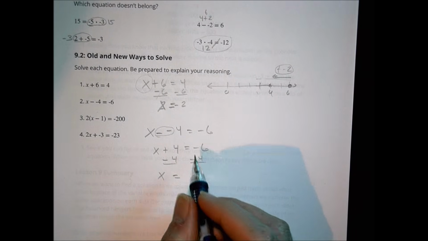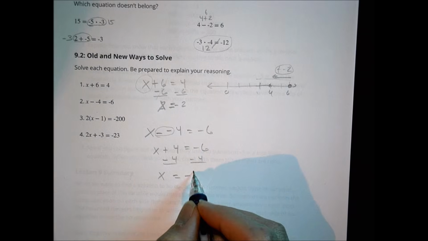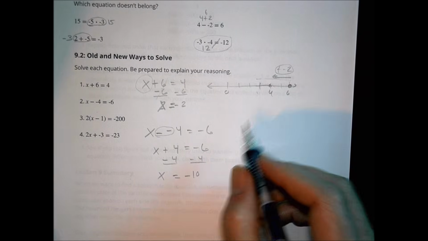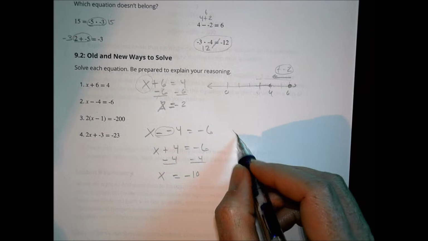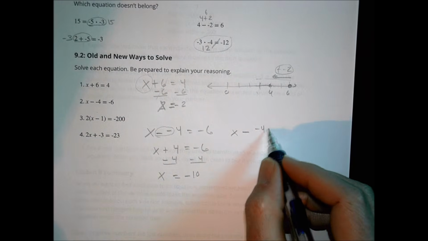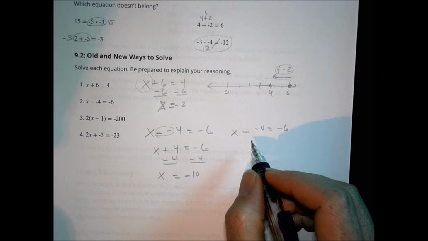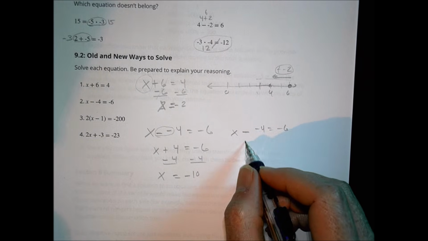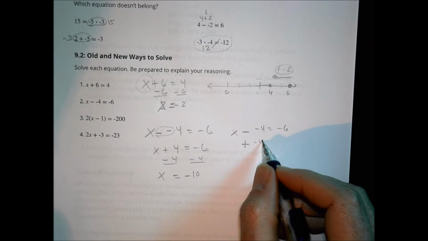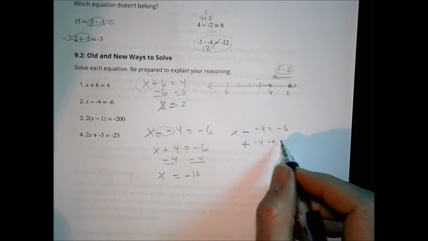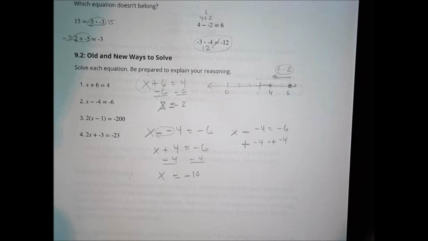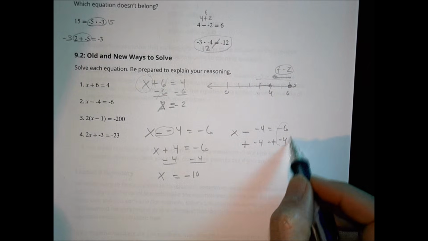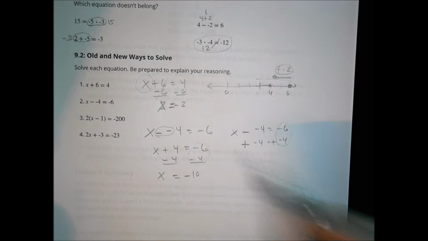I'm going to combine those together, and I end up with a negative 10. Another way of looking at this same one here is I could say that x minus a negative 4 equals negative 6. And what I could do is say, well, instead of subtracting negative 4, I do the opposite. I will add negative 4 to both sides. And if you look at it, when I add negative 4 to both sides, isn't this right here the same thing I'm doing right there?